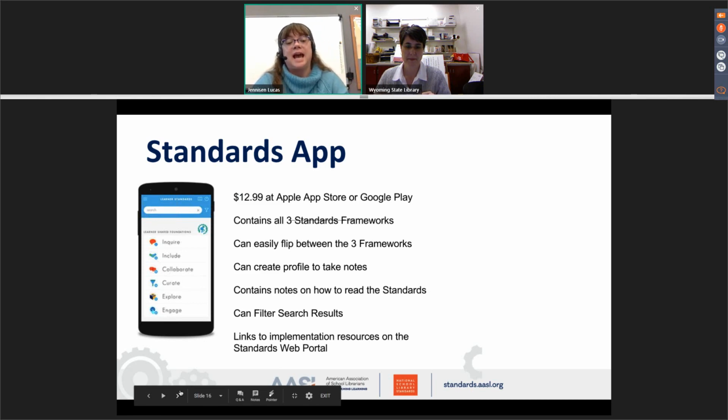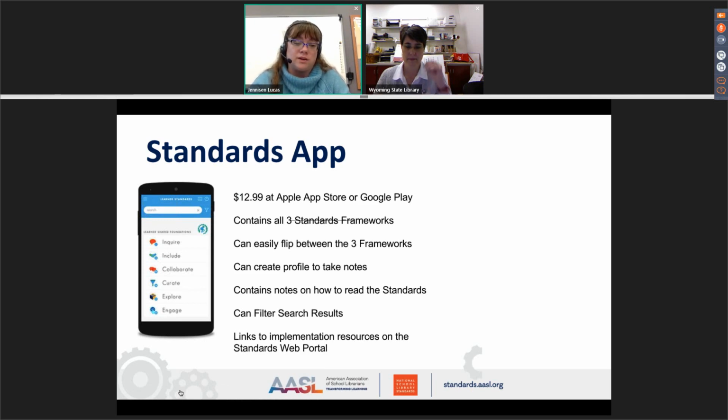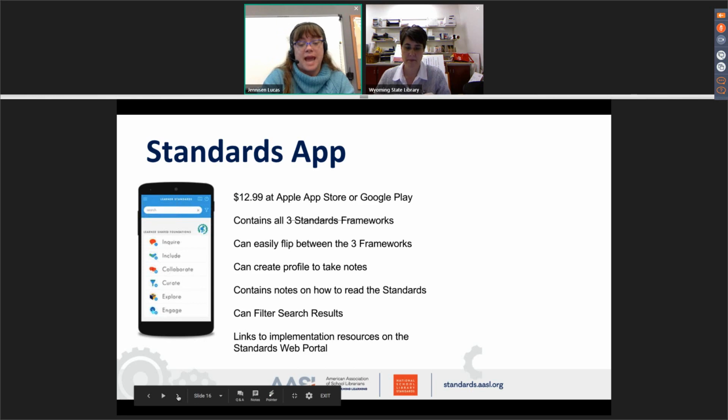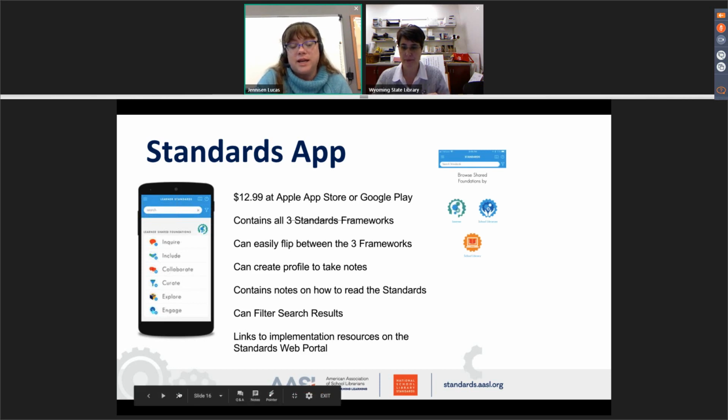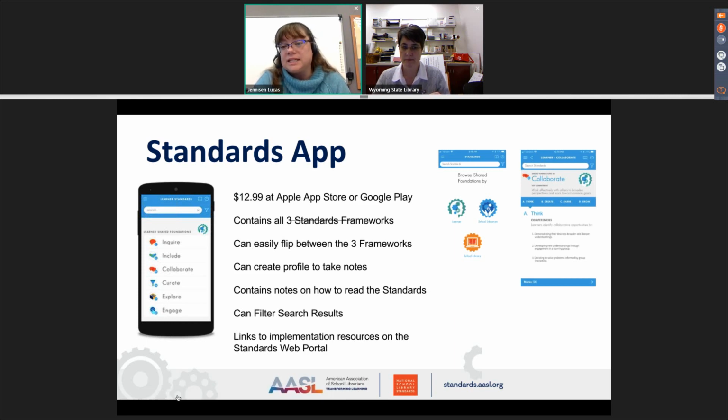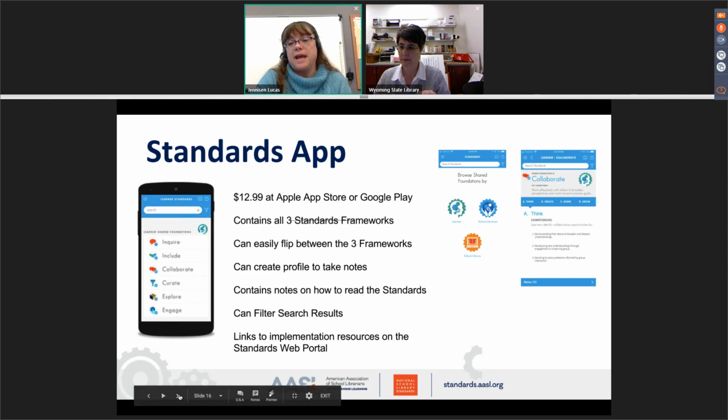There's actually a link in the app to go to the Standards Web Portal. So if there are other resources you want, you can flip right to it from the app. And I tried it, it works. These are a couple of screenshots. This is the first one, where you can see the three competencies. This is what looking at Collaborate for the learner looks like. It's a screenshot from there, and you can see there's a little spot for notes at the bottom, and you can flip through the domains right in the list underneath the key commitment statement.